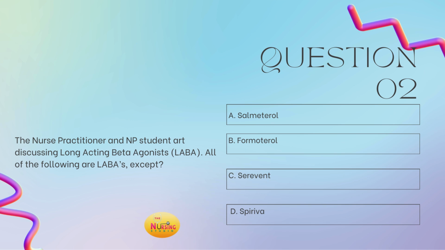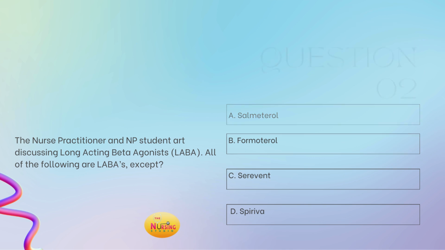Stem of the question here. All of the following are LABAs except. So we're looking for the incorrect again, right? So A, salmeterol. Yes, that's a LABA. B, formoterol is also a LABA. C, Serevent is also a LABA. D is your best answer. Spiriva is not a LABA, is it? Spiriva is in the class of your muscarinic agents.